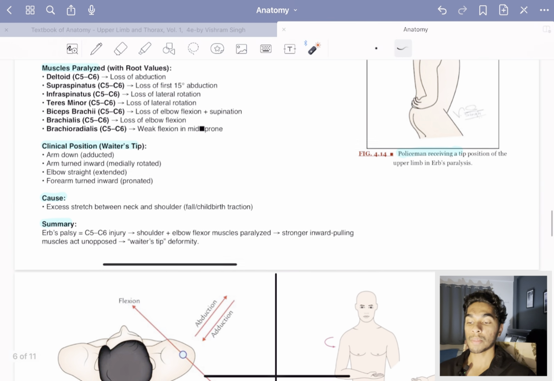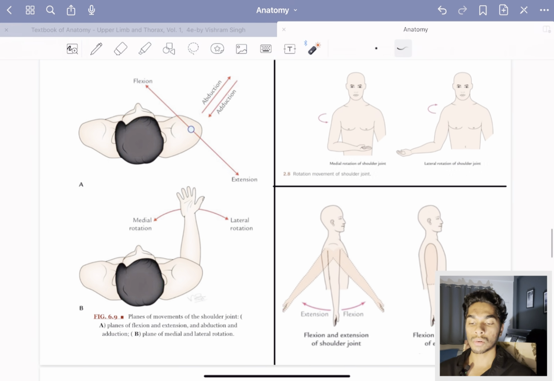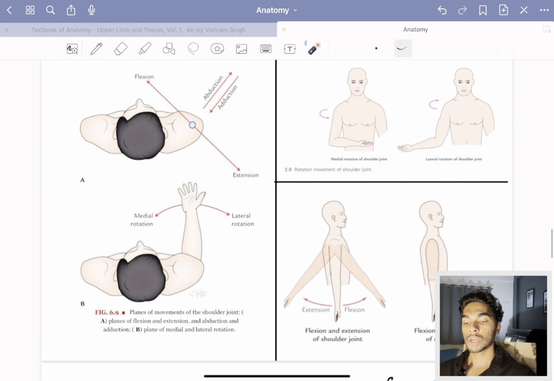So the clinical position, wait a step. What is the clinical position? Arm adducted. So first, what is adducted and all that? Here it's given, as you can see. Abduction is outward, away from the body. Adduction is inward towards the body. Flexion, this is for the shoulder joint. Medial is towards the body, lateral is away from the body. This is all basic you have to know.